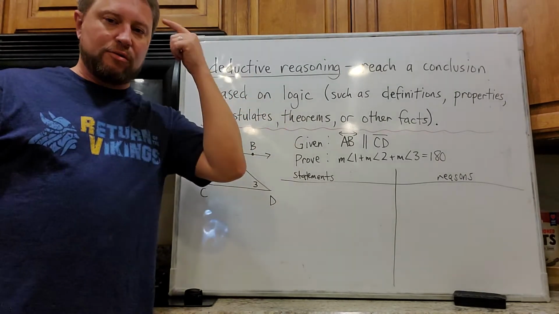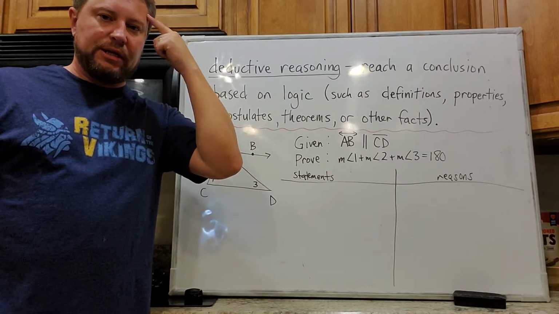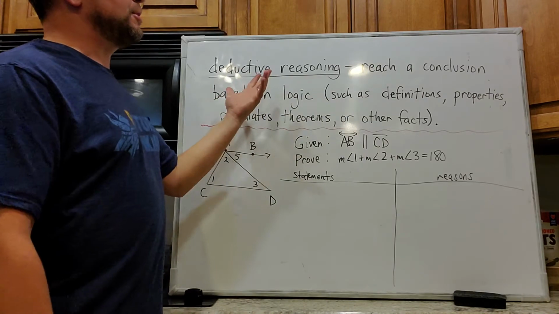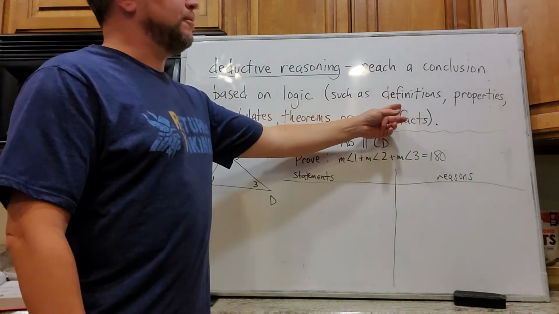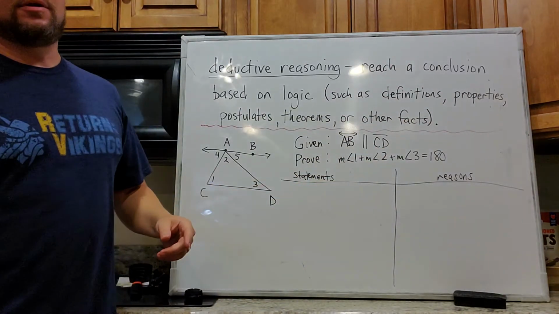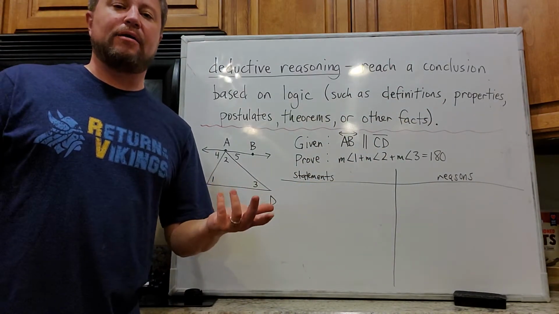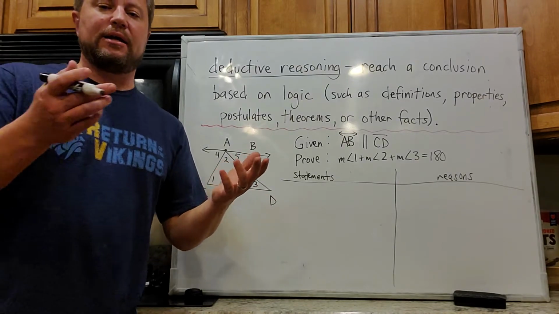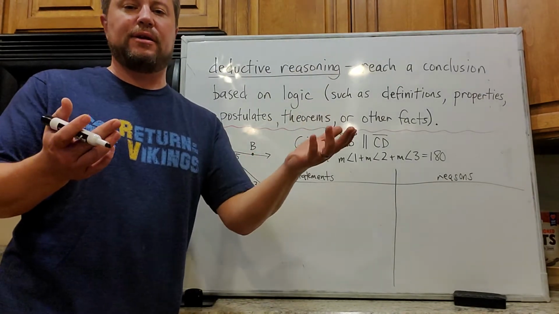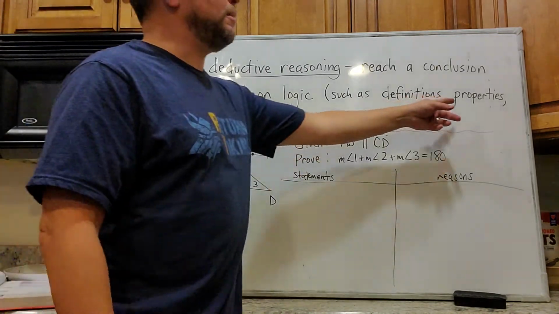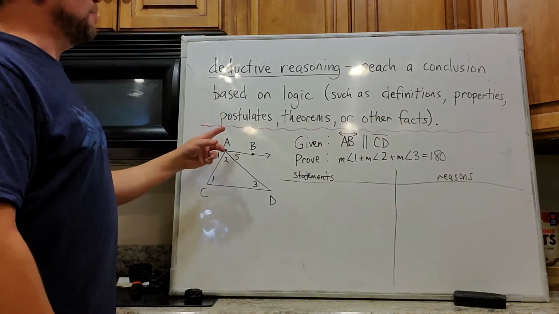Okay, so logical reasoning, you've got to be able to think these through. And that logic could be things such as definitions of terms, properties that we've learned, like, for example, in algebra, the addition property says whatever you add to one side, you've got to add to the other to keep it nice and balanced. So those are properties that we might use.